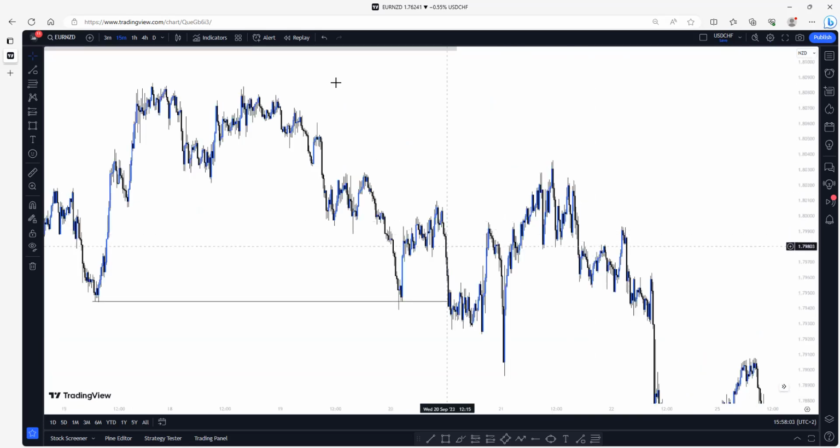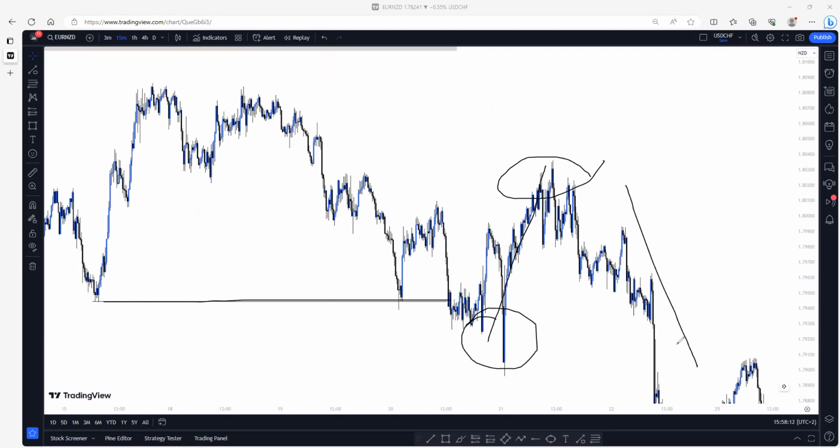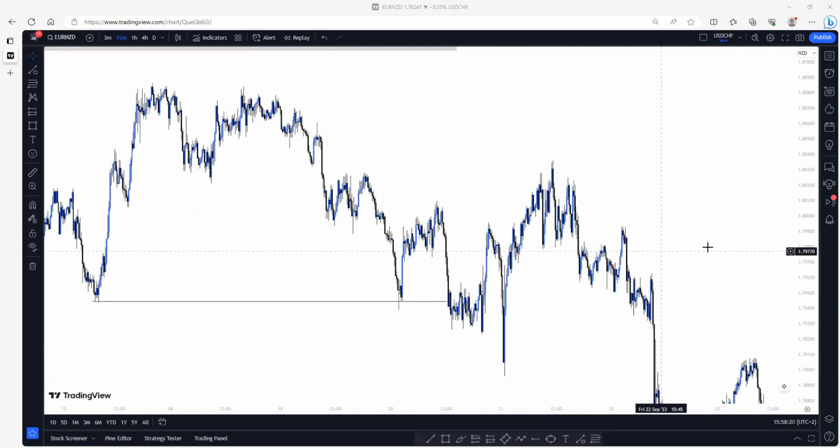Right. Okay, so what do we have again? Change of character, break of structure, change of character, or pullback into a market point of interest, get an entry. There's another entry coming downside. I'm just showing the entry positions that we have. I will not be looking at the entry confluences.